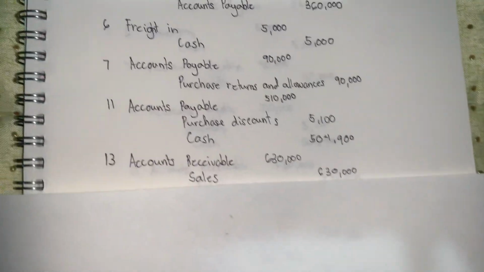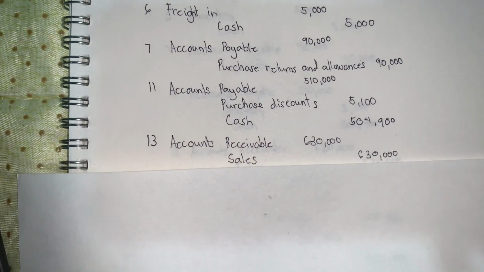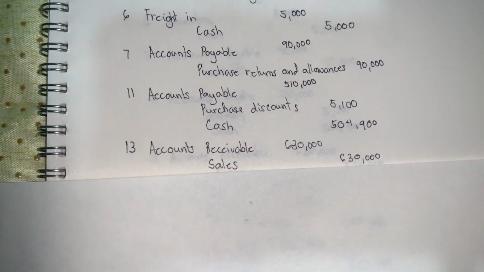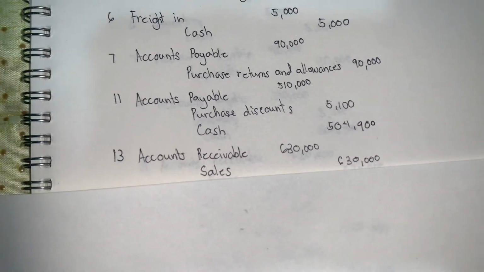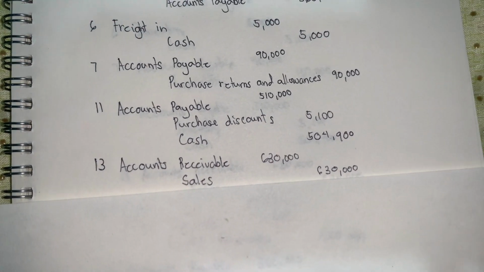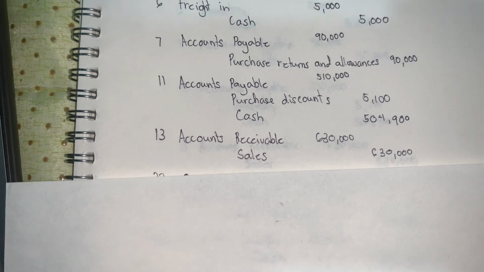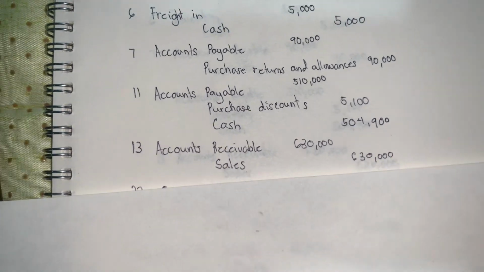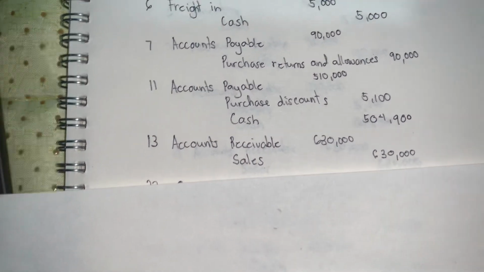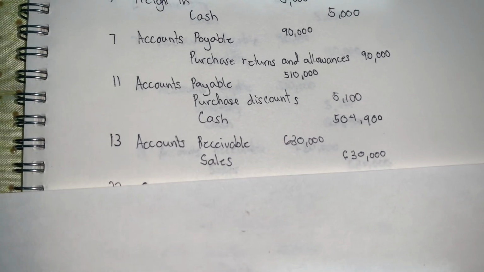So we credit sales because cost of goods sold is not yet recorded. It will be determined at the end of the period after a physical count. So how do we get the figure of 630,000? By simply multiplying the 700 tires that had been sold times its selling price. 700 times 900 is equivalent to 630,000.